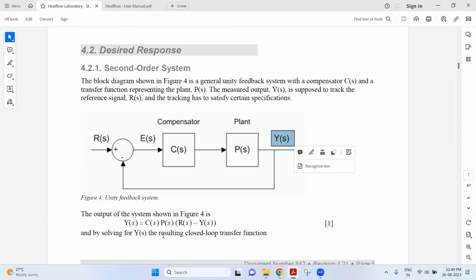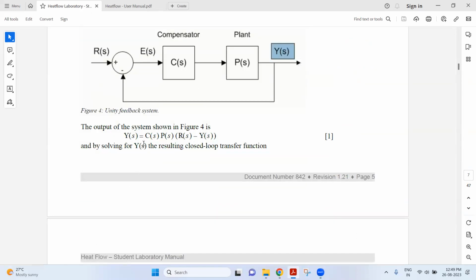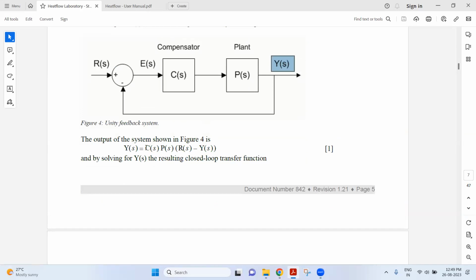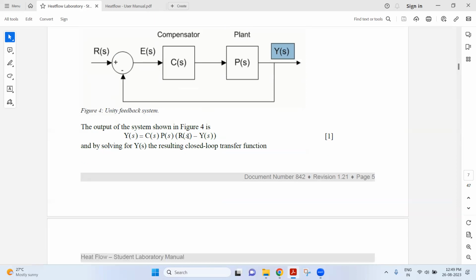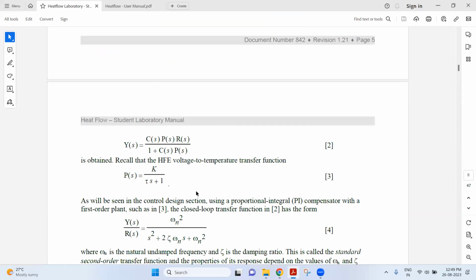Y(s) is the output. Now see here, the output is a multiplication of the compensator, the plant and the reference. This is a closed loop, so whatever value it goes to, it compares, checks the errors and comes back. It will solve. So the result is a closed loop transfer system.